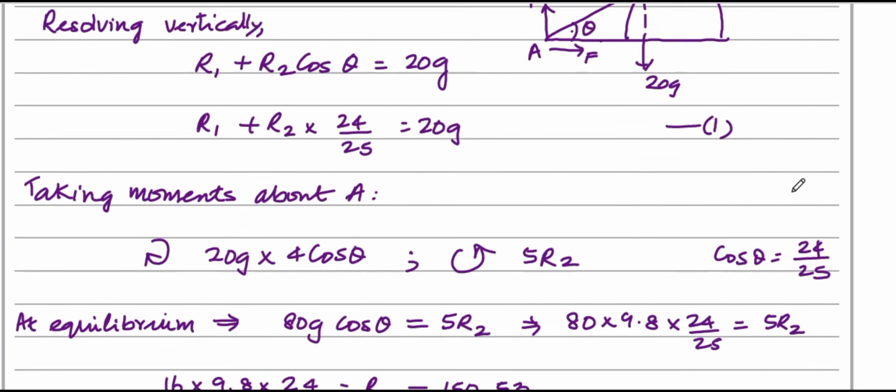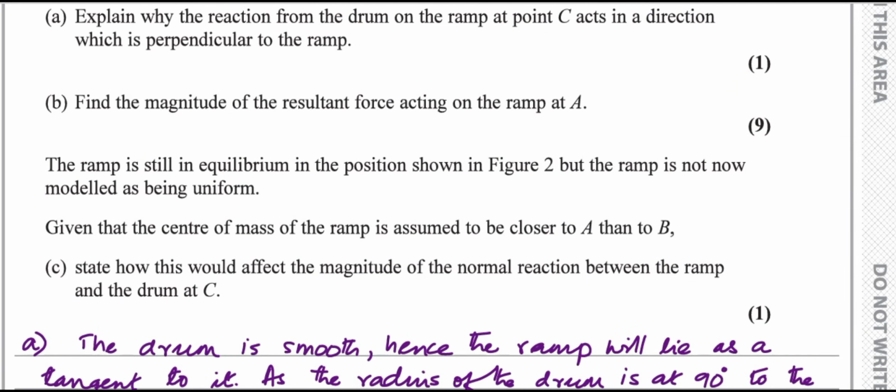Next part of the question. The ramp is still in equilibrium in the position shown in figure 2, but the ramp is not now modeled as being uniform. Given that the center of mass of the ramp is assumed to be closer to A than to B, state how this would affect the magnitude of the normal reaction between the ramp and the drum at C.